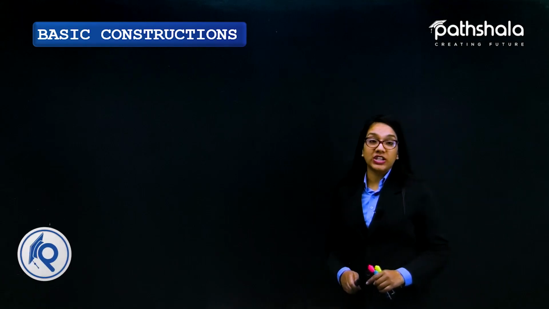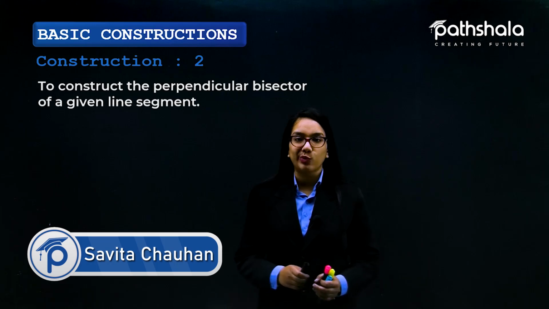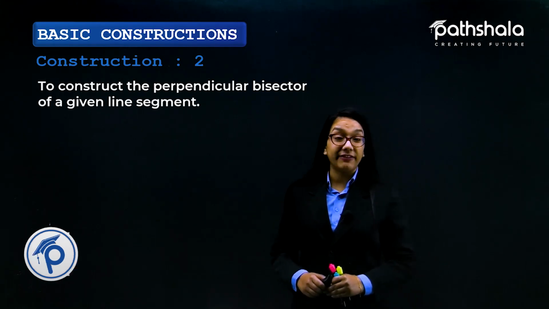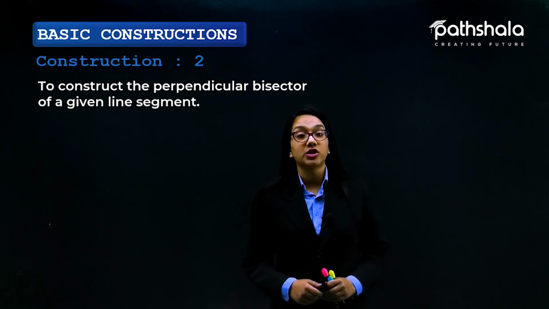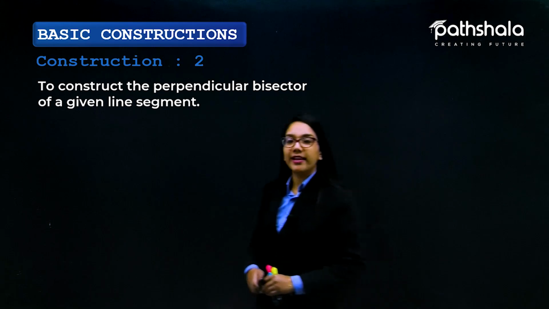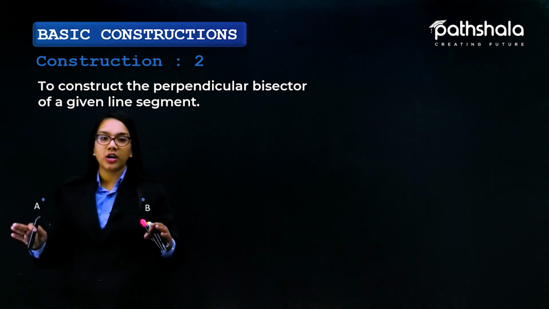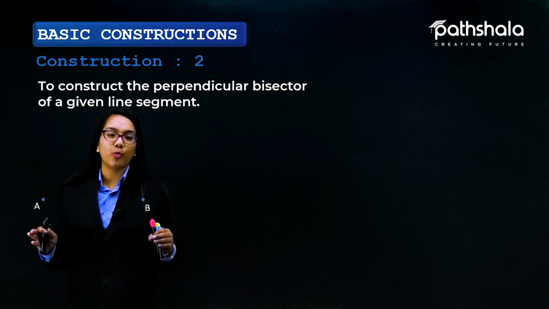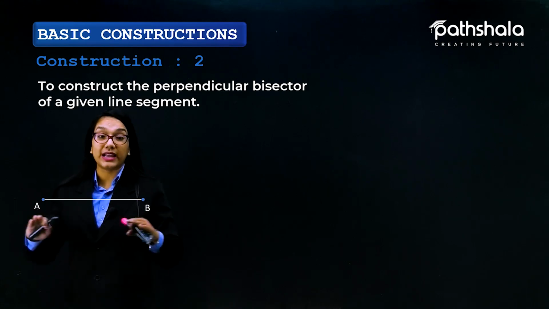Let's just see the next construction, which is related with the basic construction. Construction number 2 was to construct the perpendicular bisector of a given line segment. So we have to construct the perpendicular bisector of a given line segment. Let us suppose I'm taking any two particular points over here, A and B, and I'm joining these 2 points together such that it forms a line segment.